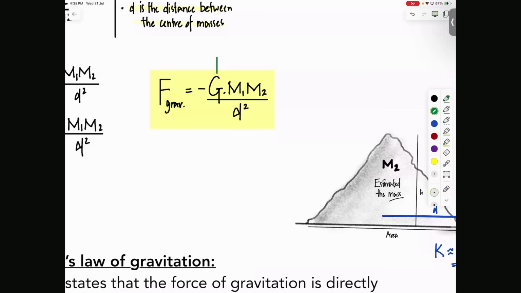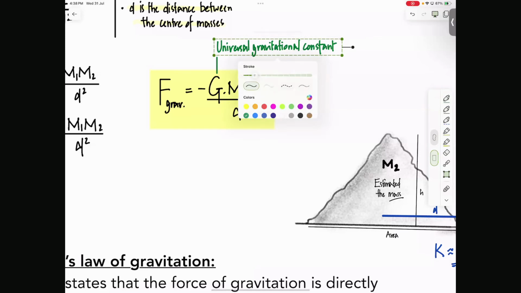It is called the universal gravitational constant, and the name kind of gives it away. Universal মানে কি mean করে? It is the same value কোথায়? Everywhere in the universe, which is very important.